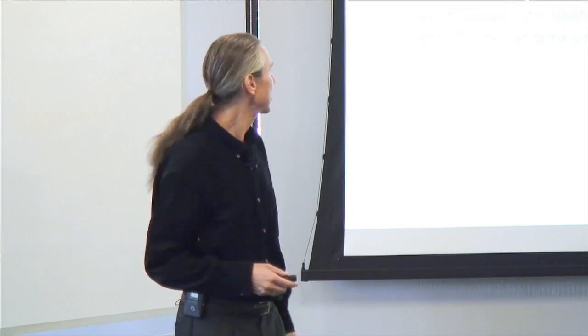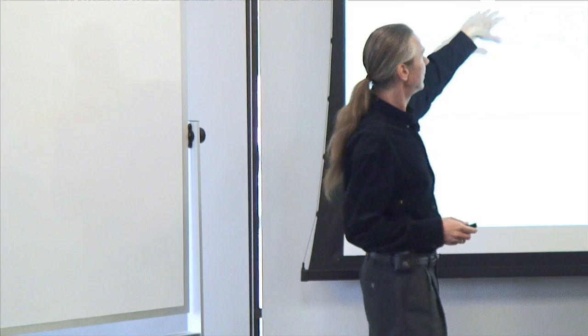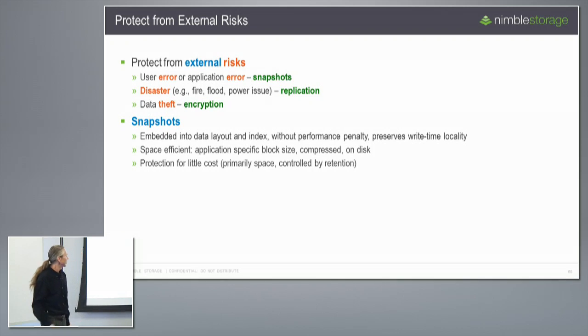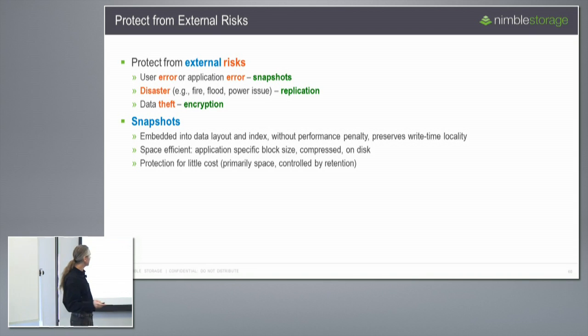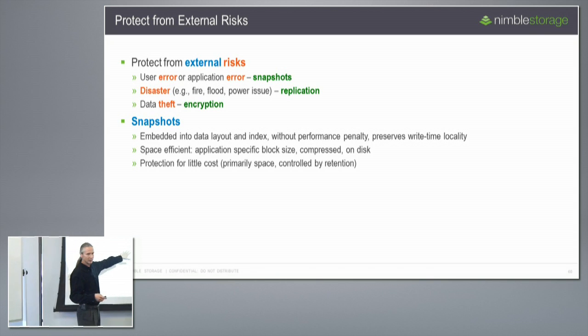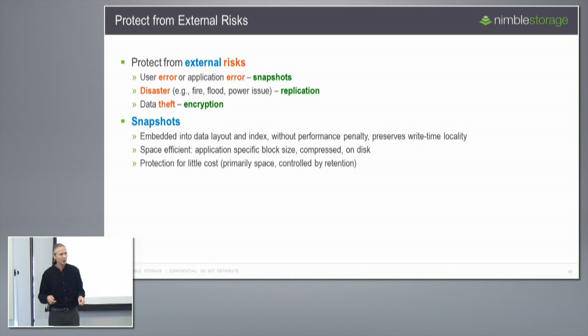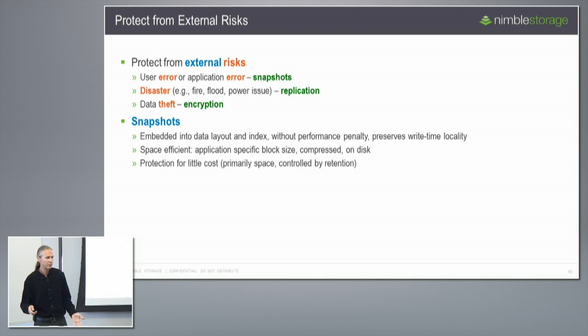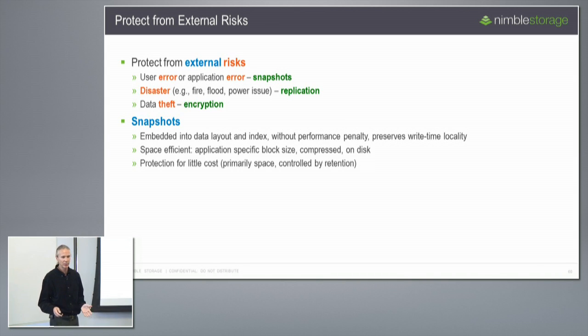So snapshots, just what you mentioned here. The snapshots are embedded into the data layout and index from day zero, and without any performance penalty. They preserve write order locality, temporal locality. They are space efficient. A user can choose an application-specific block size. The snapshots are compressed and can be on disk; they don't have to be on flash. They offer protection at very little cost. Basically, the primary cost is the space. There's no performance penalty, and it can be controlled by retention. So pretty much, there is no good reason not to use snapshots. If somebody's not using snapshots, they are losing a really important protection.